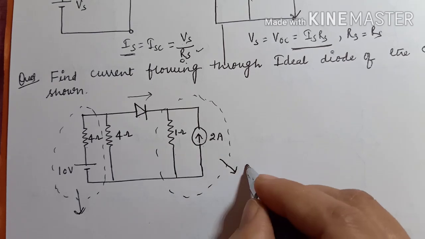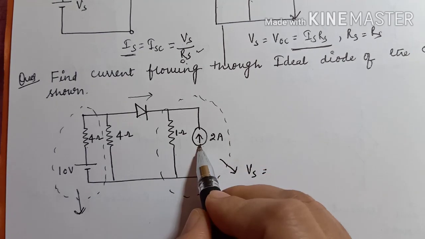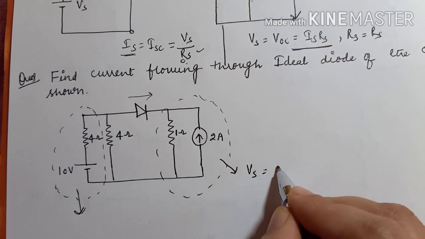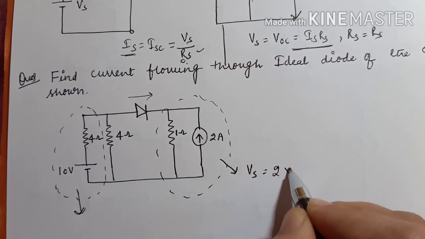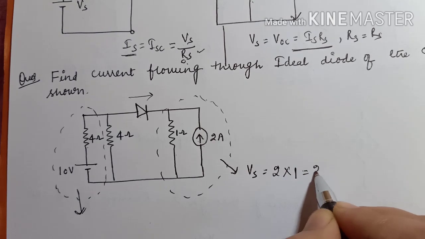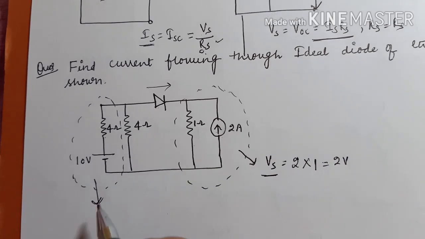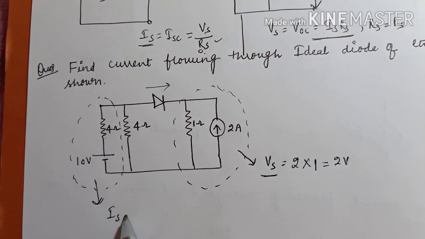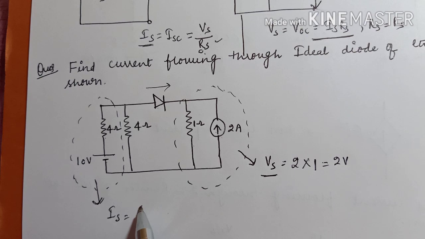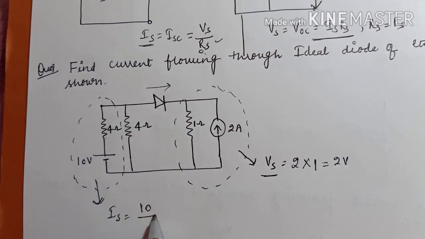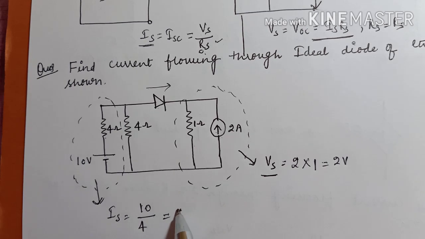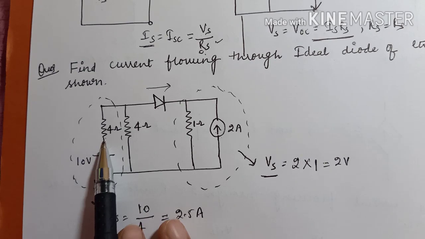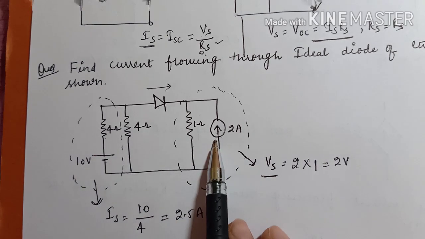So what will be the value of Vs? If you are converting this current source into a voltage source, then the voltage will be I into R. What is the current value? 2, and the resistance is 1. So 2 volt will be the voltage value. And if you are converting this voltage source into a current source, then the current value will be V divided by R. What is the value of V? V is 10 divided by R. R is 4. So 2.5 ampere. Clear? Now you have converted this voltage source into a current source, and this current source into a voltage source.